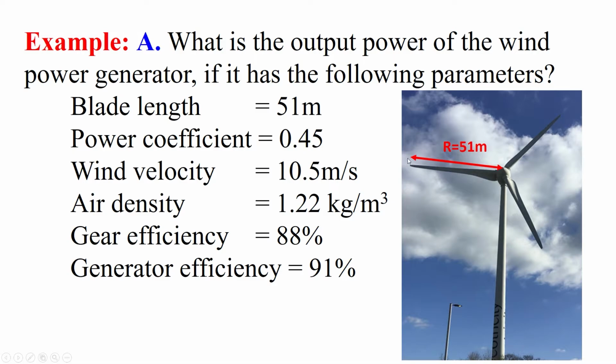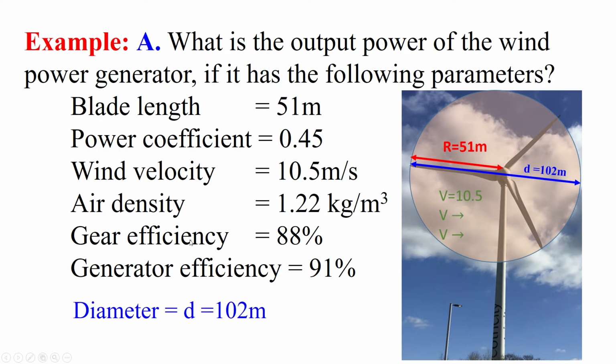So blade length is this one. So when you see the blade length, immediately you imagine that there is a circle here, and that gives you the diameter as 102, and the wind velocity, that is 10.5 meters per second, coming and hitting and turning the blades. And you are given the air density, gear efficiency and generator efficiency.